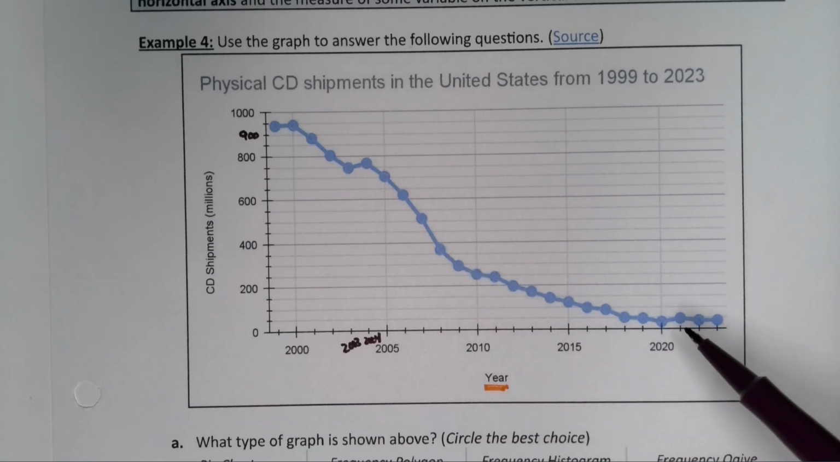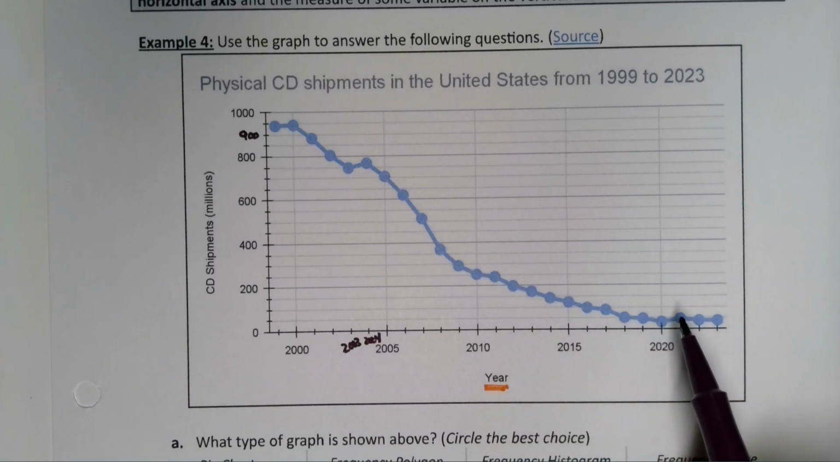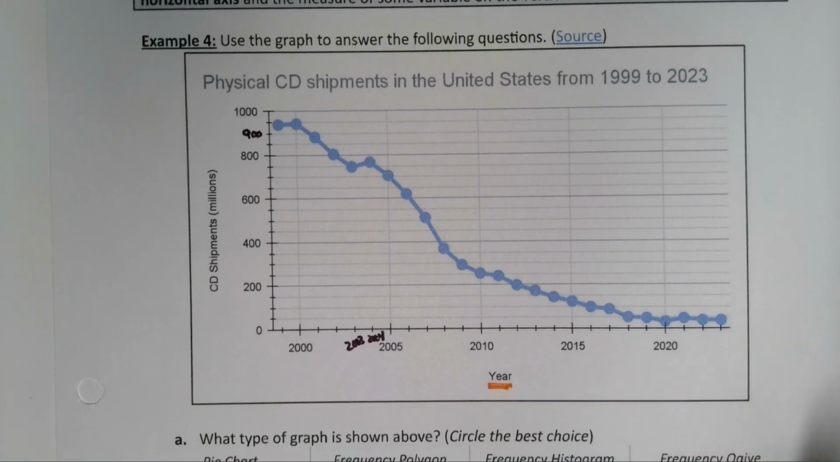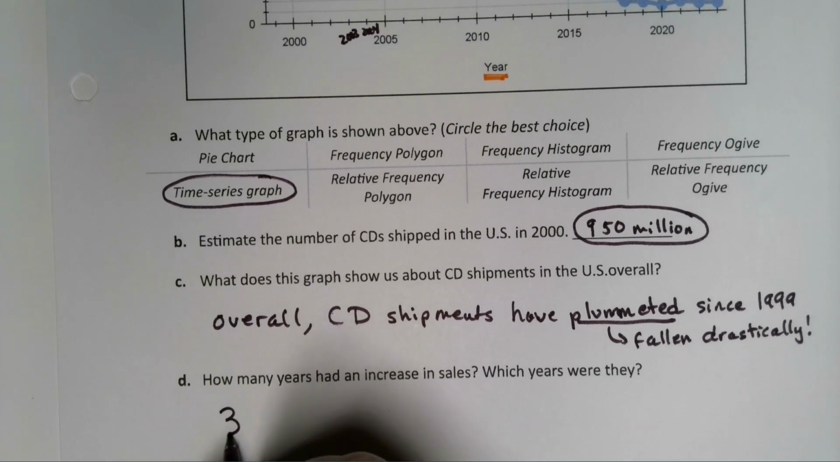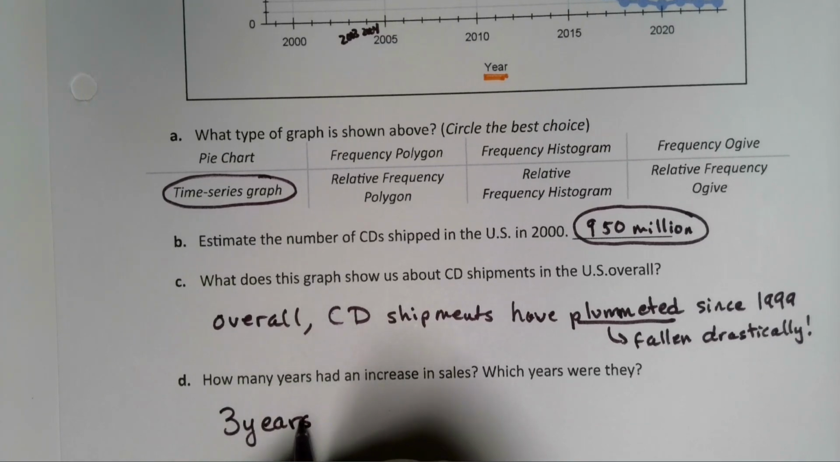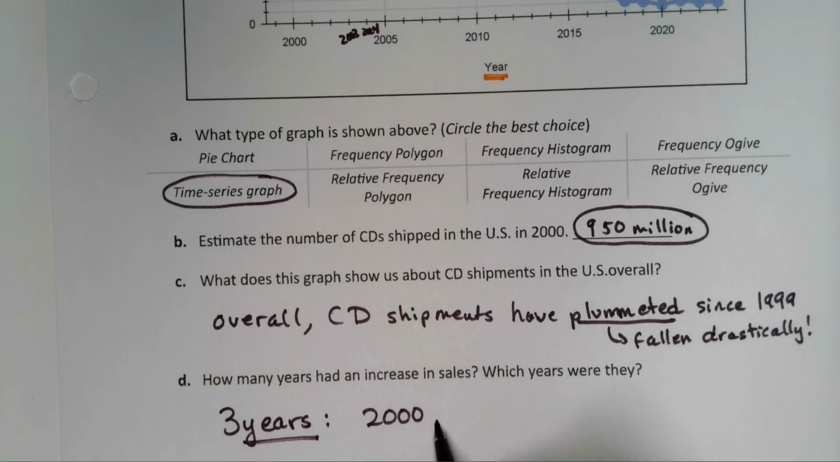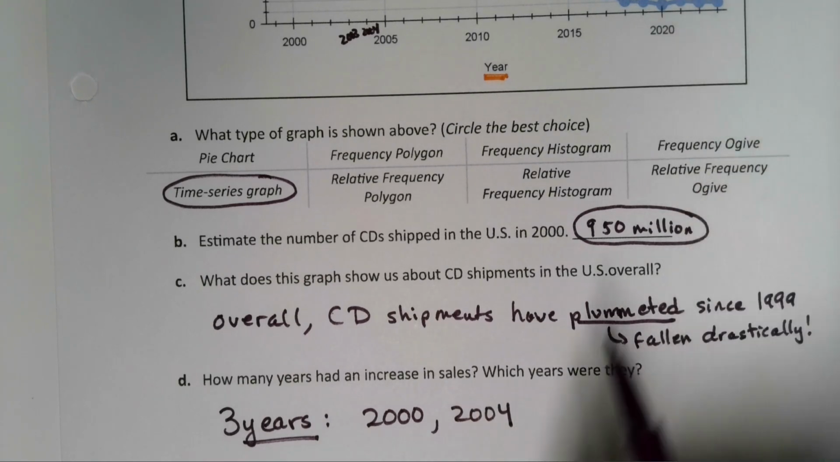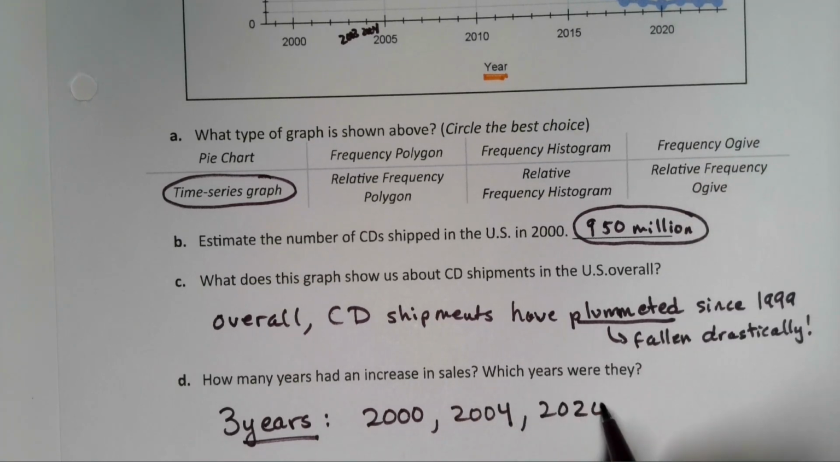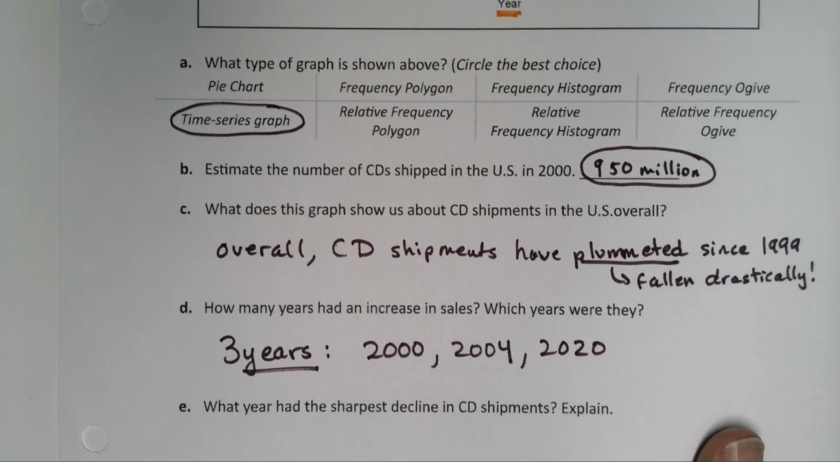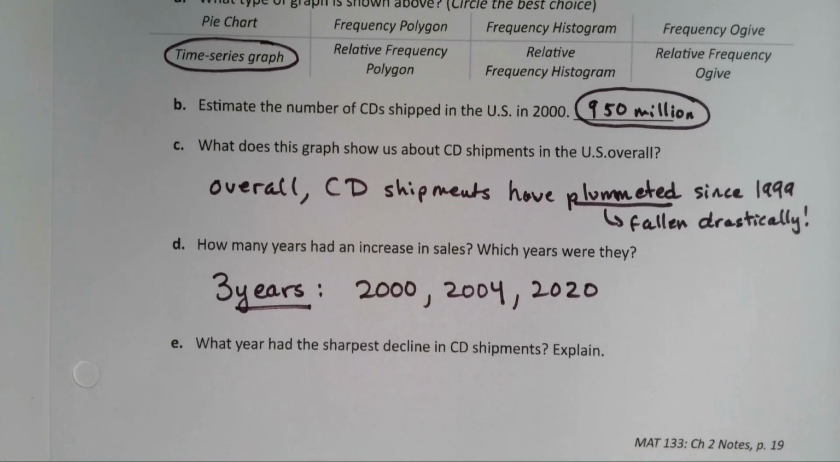And that's about it. Oh, down here, 2020. See, that went up a little bit at 2020. Okay, so we had 3 years. So we had 2000. It went up a little bit in 2000. We went up a little bit in 2004. And then in 2020, because everybody's home during the pandemic with nothing better to do, and so they start gathering CDs to listen to them.